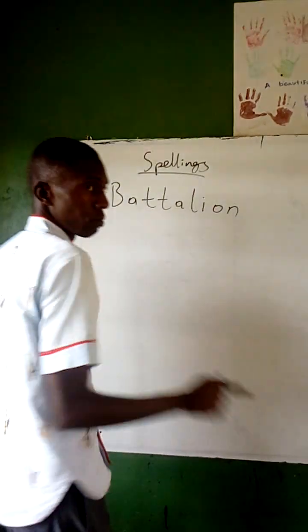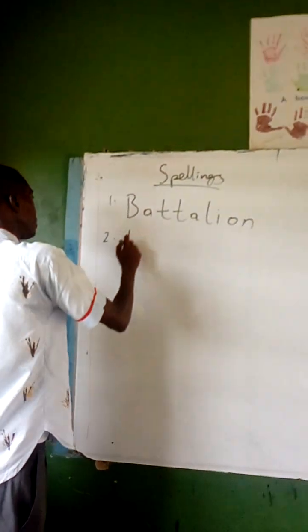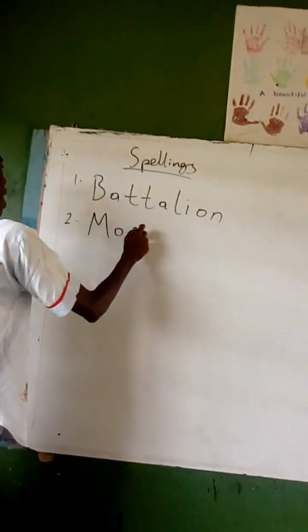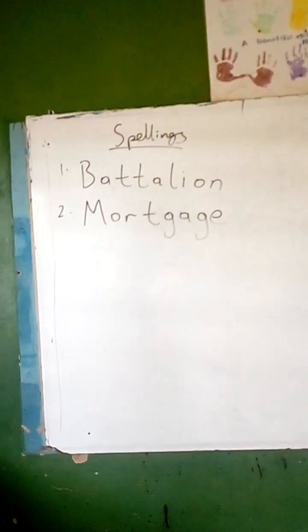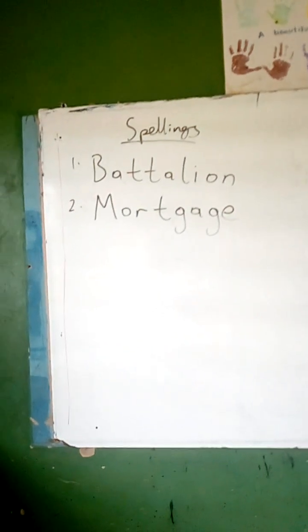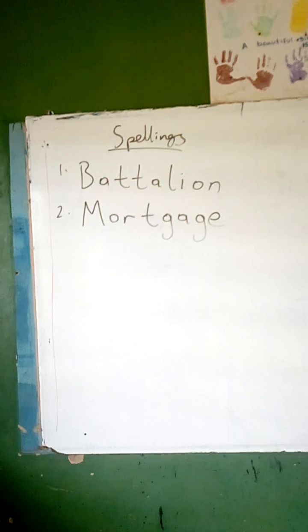Now, the next one is mortgage. Spell mortgage. M-O-G-G. You are wrong. Mortgage is M-O-R-T-G-A-G-E. Mortgage. M-O-R-T-G-A-G-E.